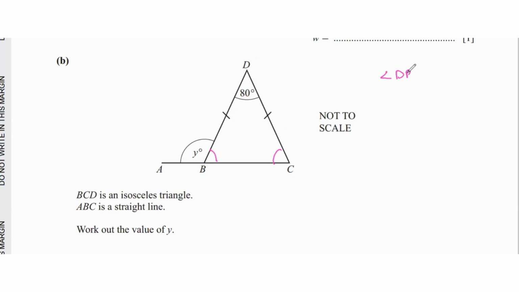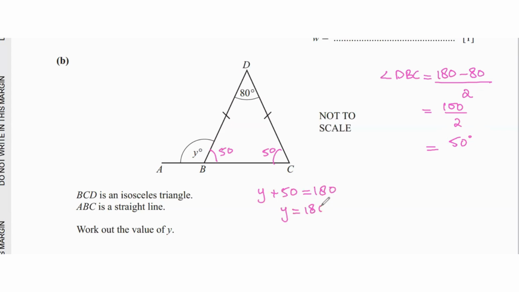Angle DBC equals 180 minus 80 and then divided by 2. So that's 100 divided by 2, which equals 50 degrees. So this is 50 and this is also 50. So since ABC was a straight line, Y and 50 add up to 180. So that means Y is going to be 180 minus 50, which is 130 degrees.